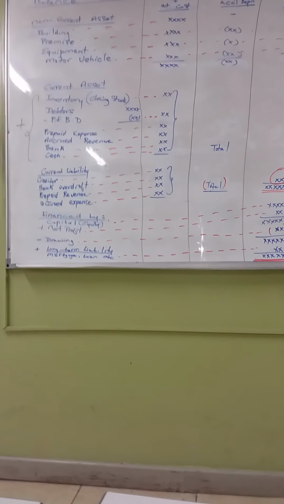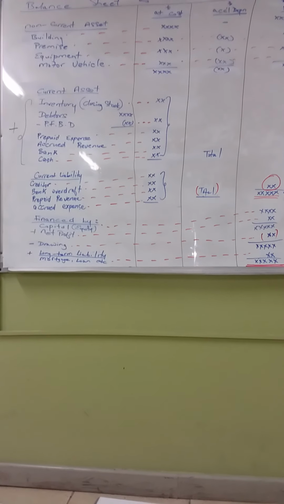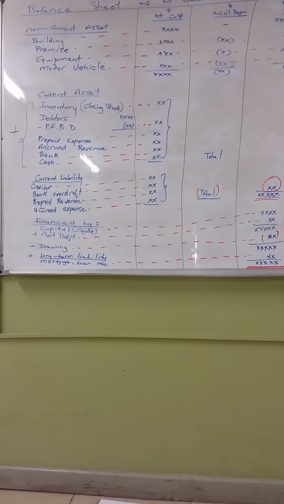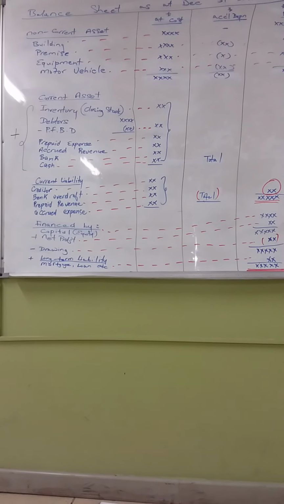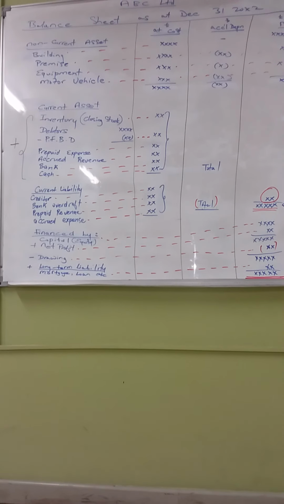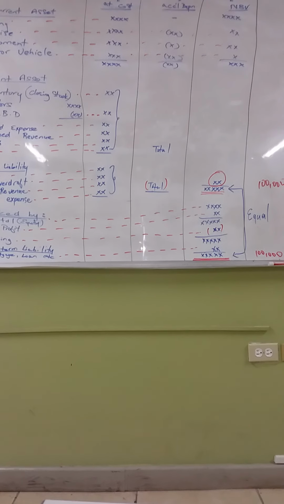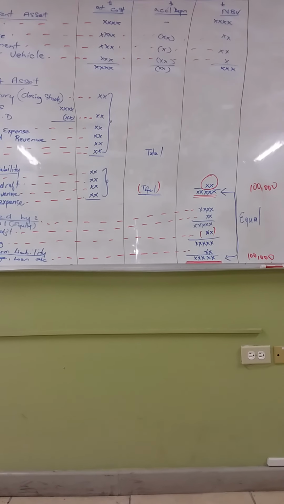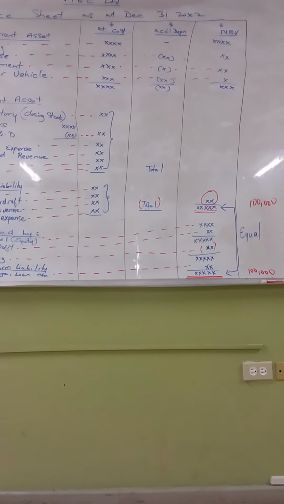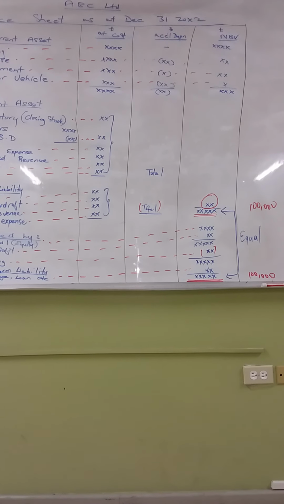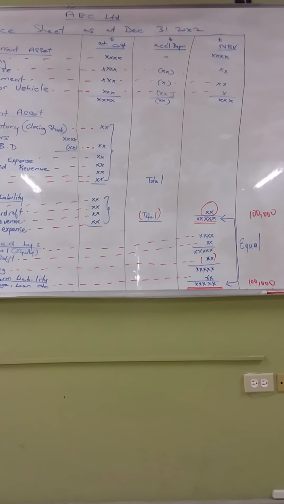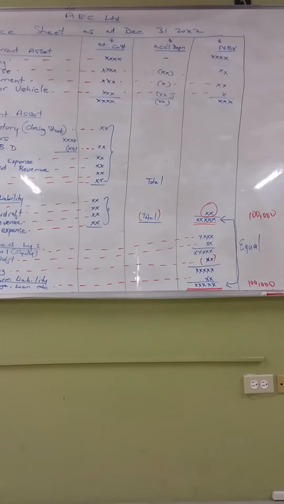Then you're going to what? Minus your drawings. Remember that drawings are what the owner would have taken out of the business. So you'd also find the drawings in your trial balance. You've got to subtract that, and then you'll get the figure that you have below. Now, that figure would equal your total asset if there were no long-term liability. So if there were no long-term liability, when you minus your drawings, you'd get the same figure that you would have got for your total asset.